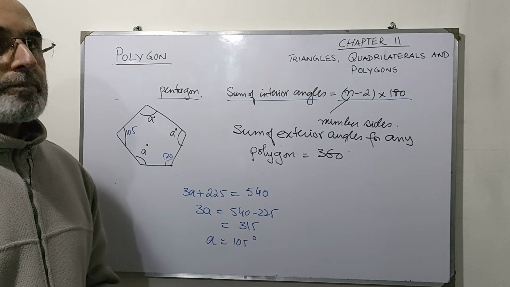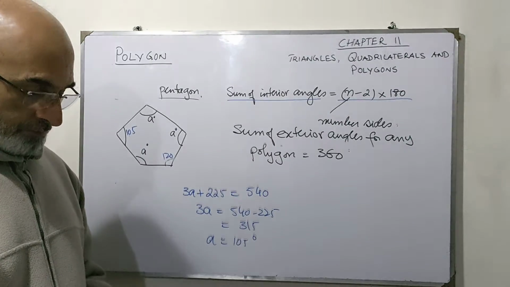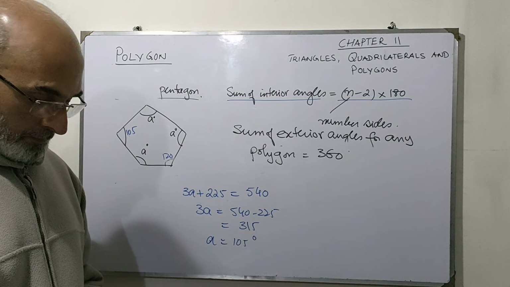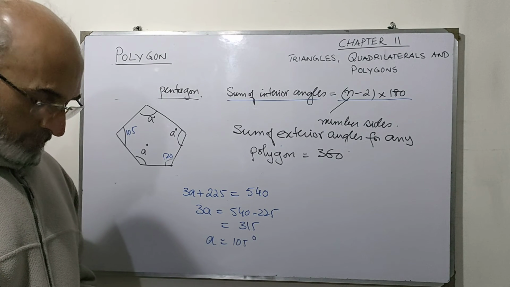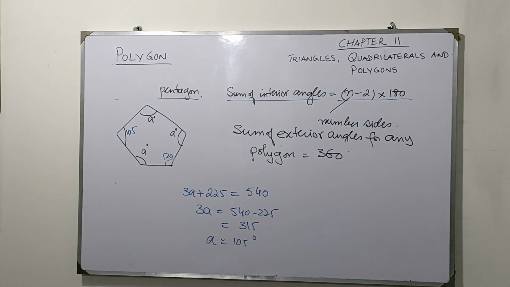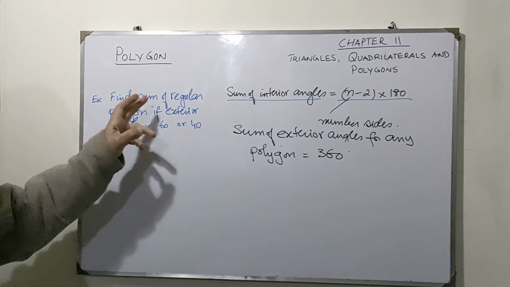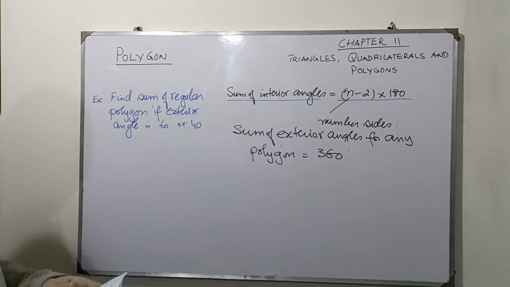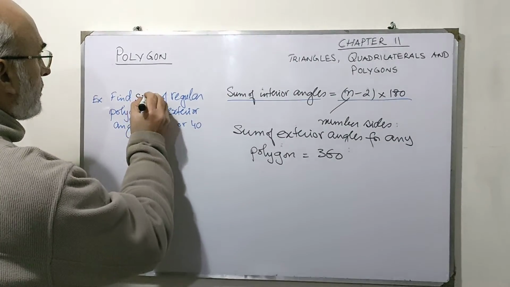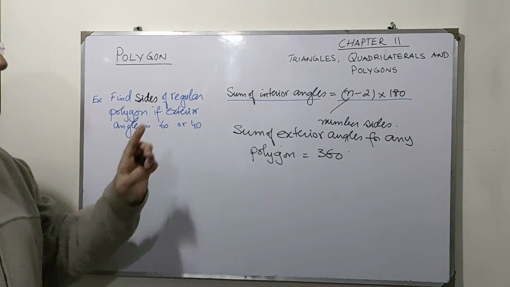Now let's take an example of some exterior angles. Okay, let's do that. The example we have here is to find the number of sides of a regular polygon if the exterior angle is 60 or 40.